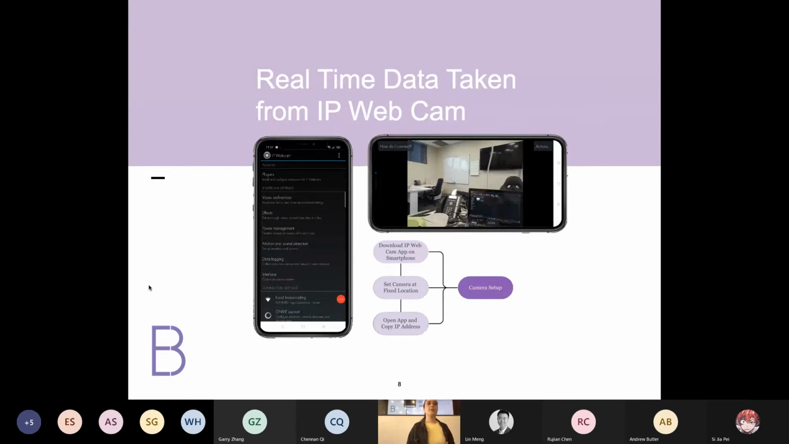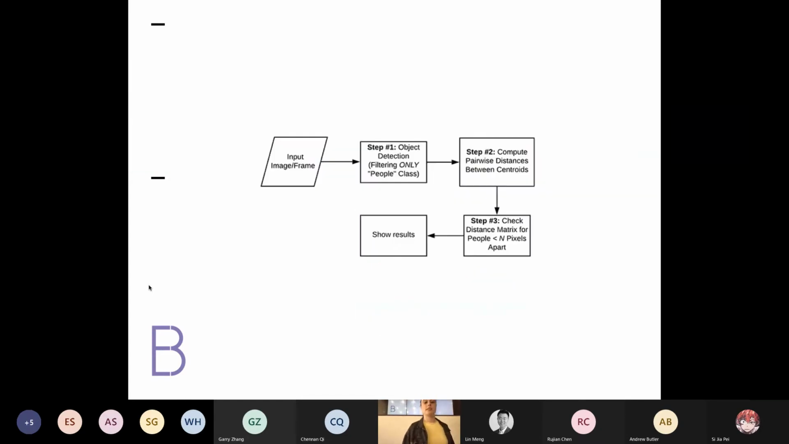I decided to use a webcam application because it's available on Apple and Android. It's easy to download. Anyone can use it. It can be used anywhere, and it's just a really easy way to get a live video feed. So the steps for this included downloading the application, setting the camera at a fixed location, and then opening the app and copying the IP address.